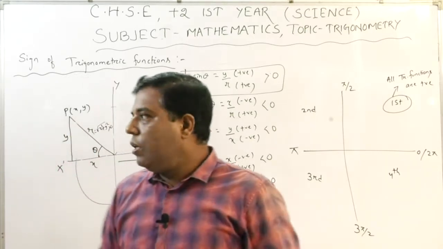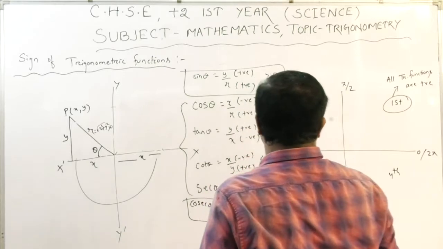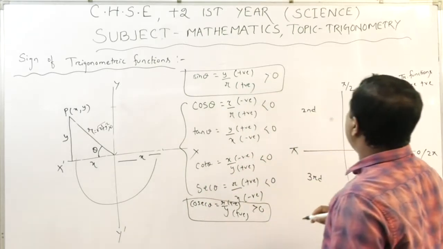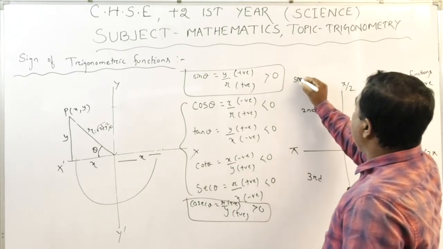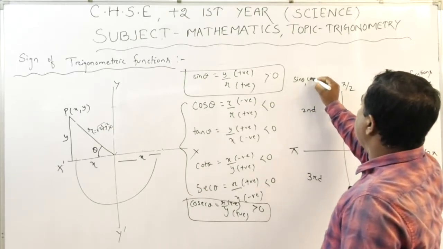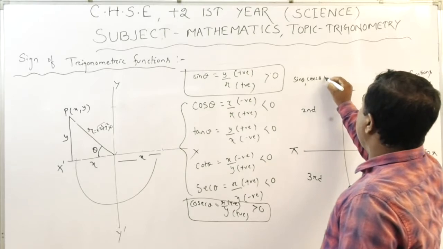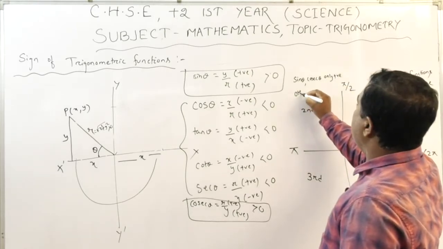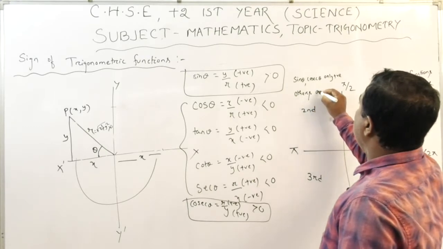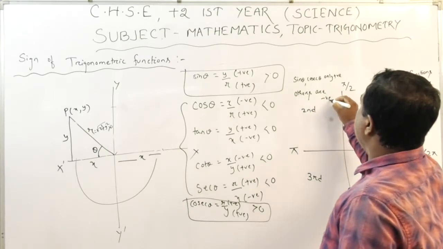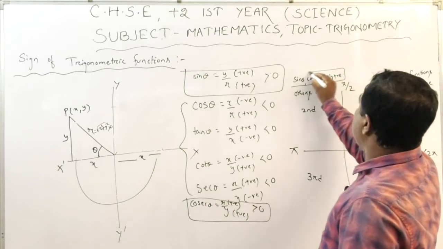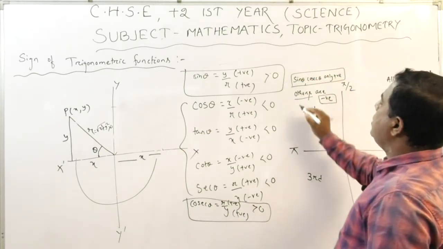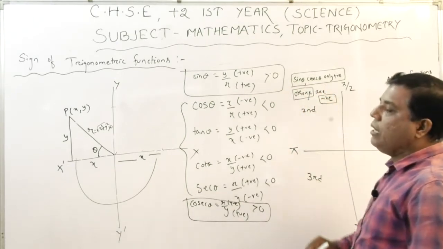Okay dear students, so we can say that in the second quadrant, the conclusion drawn is: sin theta and cosec theta only are positive, others are negative. So these two are positive, others are negative. That is clarified from the second quadrant.